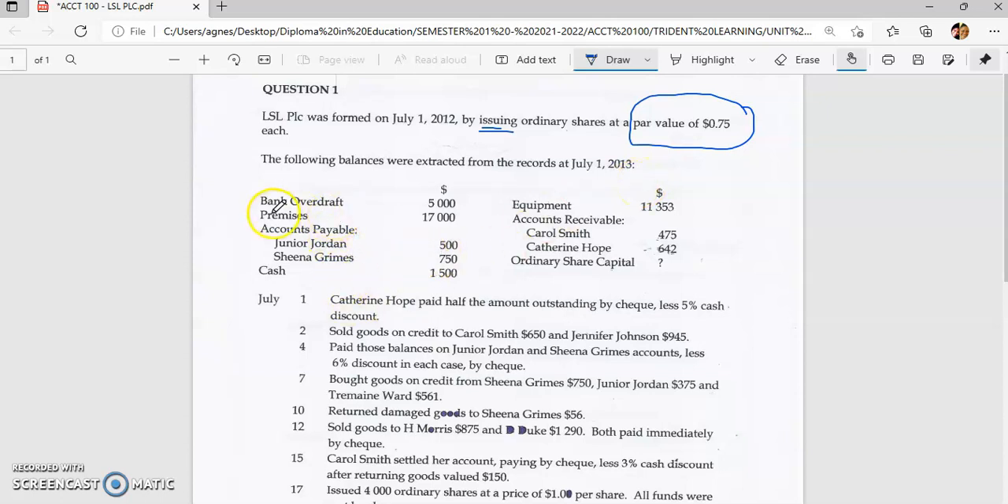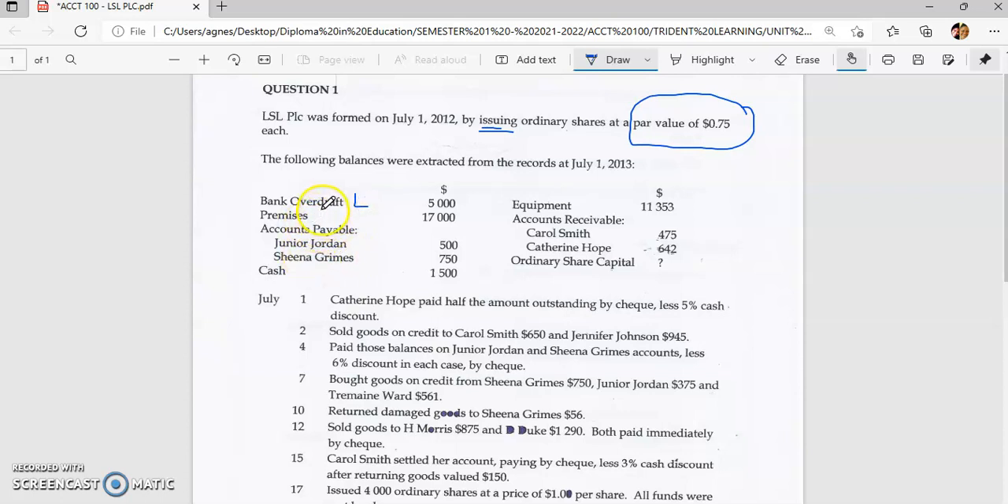It states they had a bank overdraft. Remember that a bank overdraft is when the business would have withdrawn too much money from the bank, and because they have withdrawn more money from the bank than they have, it is now like a little loan that they're getting from the bank, and then this becomes a liability. So bank overdraft is a liability.